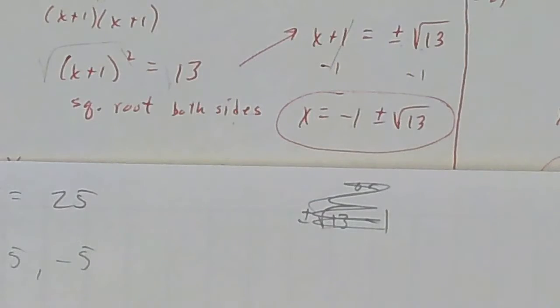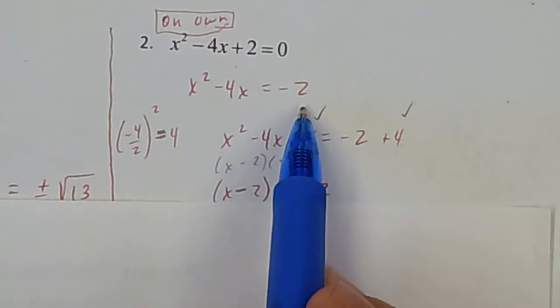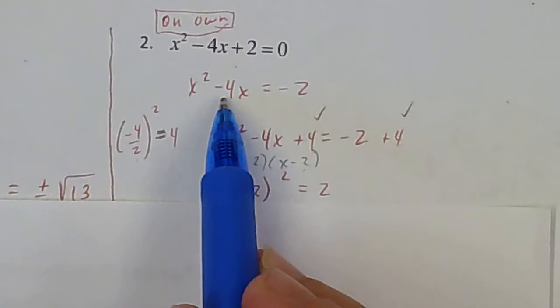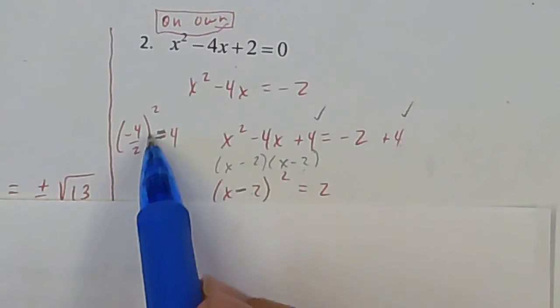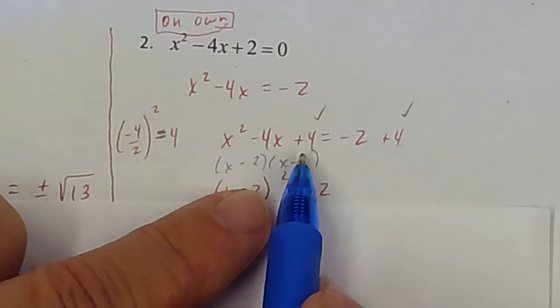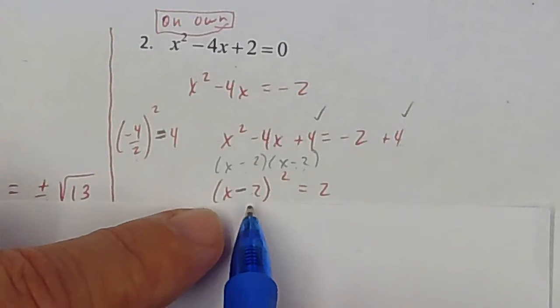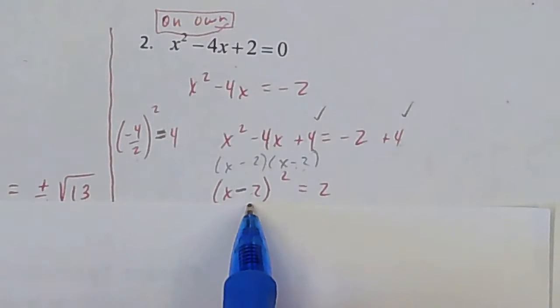Okay, let's see if we can get number 2 going. I'll give you about a minute to get ahead of me and see if you can get it set up and organized. Okay, here it is. Step 1, move C to the other side. Step 2, take half of negative 4. It's negative 2. Square it to get positive 4. Add it to both sides. Okay, and then try to factor it. Factors of 4 that add up to negative 4 have to be negative 2 and negative 2. So x minus 2 quantity squared.